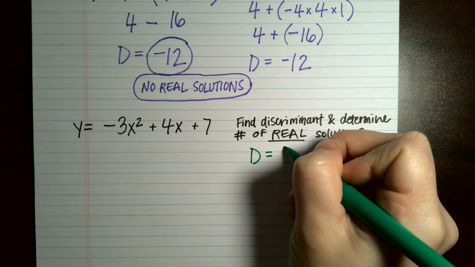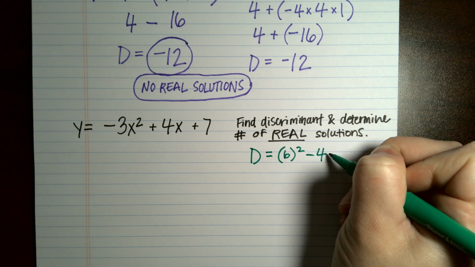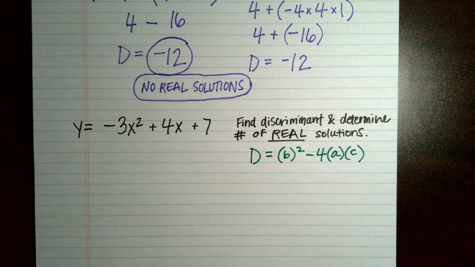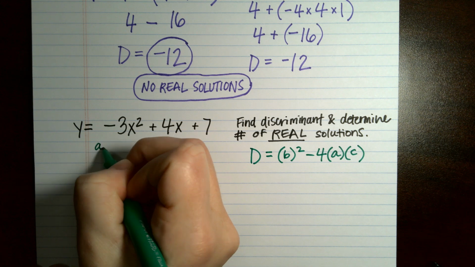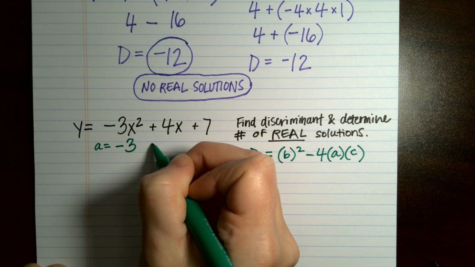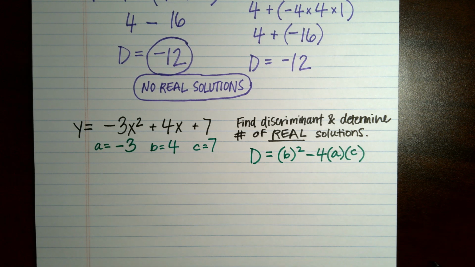Discriminant, D equals b squared minus 4ac. So what are our values for A, B, and C? -3, +4, and +7. Good.